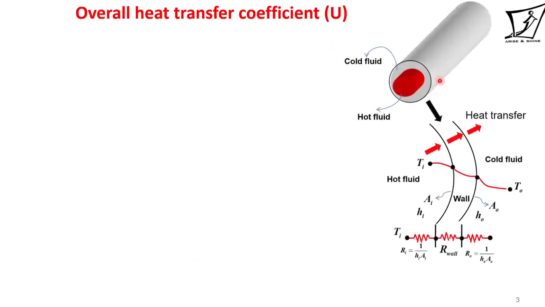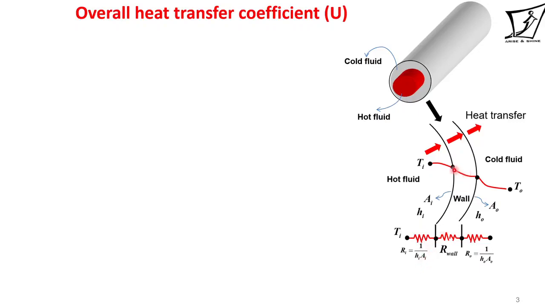Let us consider a tube-in-tube heat exchanger in which inside tube is carrying hot fluid and outside tube is carrying cold fluid. The heat transfer from inside fluid to the inner surface of the inner tube will be by convection, and this hot fluid, that is inside fluid, will offer resistance in the form of convective thermal resistance, and it will be given by 1 over HiAi.